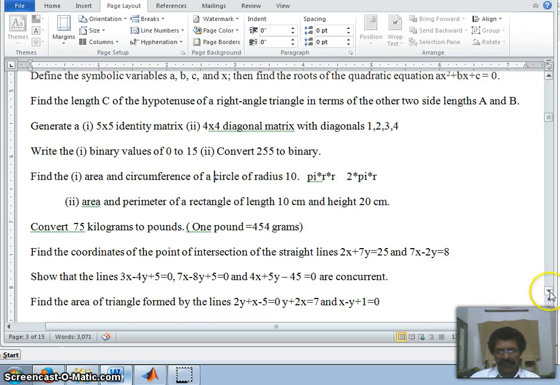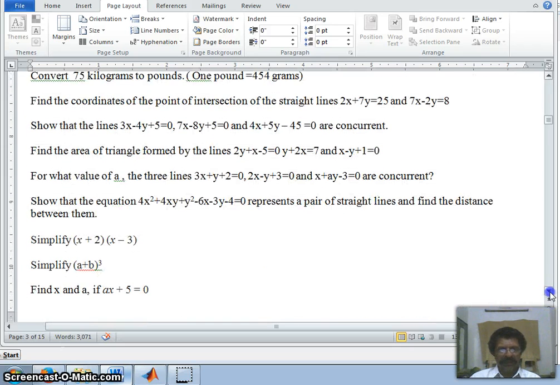Now we shall continue. The next question is: show that the three given lines are concurrent. The first line is 3x, then the second equation, then the third equation. How can we do this?